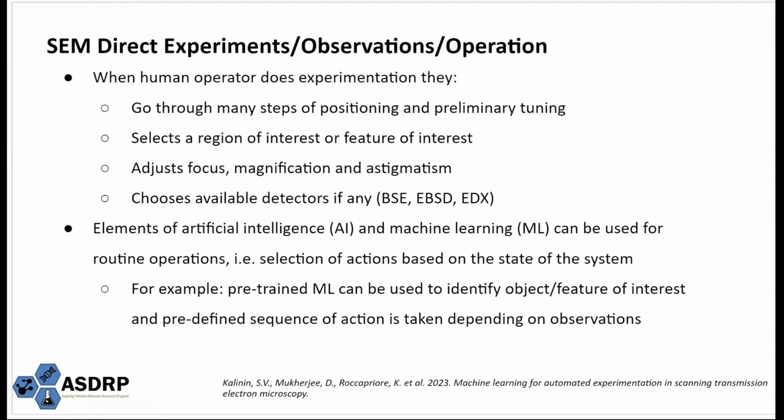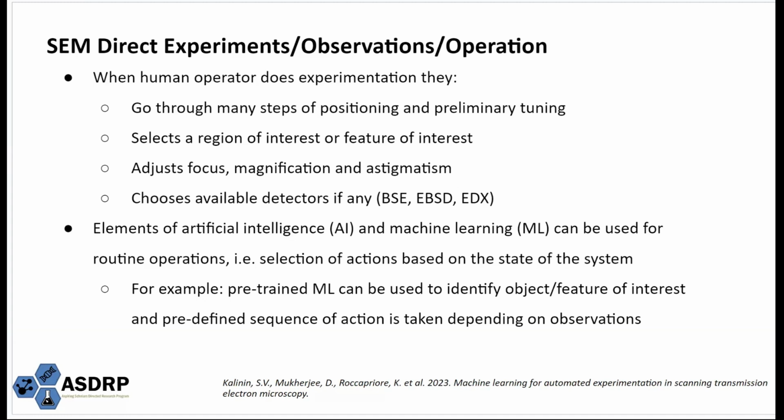So now I'm going to talk about SEM experimentation. When a human operator does the experimentation, they have to go through the steps of tuning and positioning. They have to select a region of interest in the image. They have to adjust the focus, magnification, and astigmatism, and they have to choose any detectors. So these are all tedious processes. And instead of us doing these routine operations, we can have our artificial intelligence and machine learning do this.